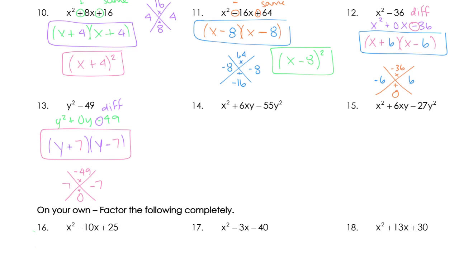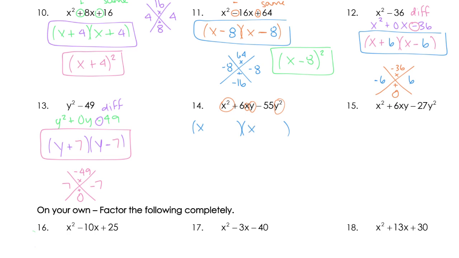Now, 14 and 15 end up being relatively similar to what we were just talking about. However, there is a y squared and a y, as well as an x squared and an x. So we have two variables we have to make sure that we consider. So we're going to go about this the same way that we have been. We're going to split our two parentheses here, split x squared up into x and x, and we're going to just ignore the y's for just a moment.